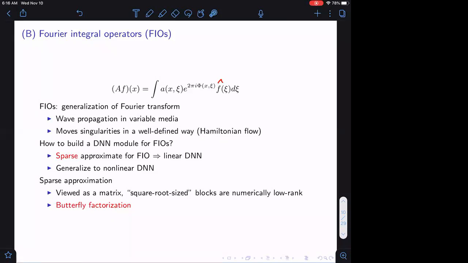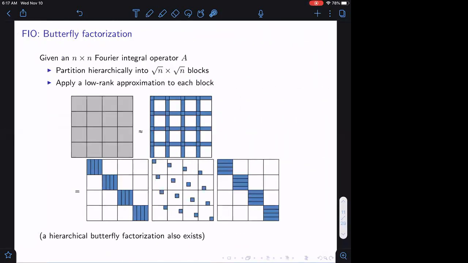How do we build a deep neural network using these Fourier integral operators? Again, we're going to consider a sparse representation or approximation of the Fourier integral operator, and then generalize it by adding more layers and adding nonlinearities. The sparse representation tool that we're going to use is called butterfly factorization. And here's the main idea of the butterfly factorization.